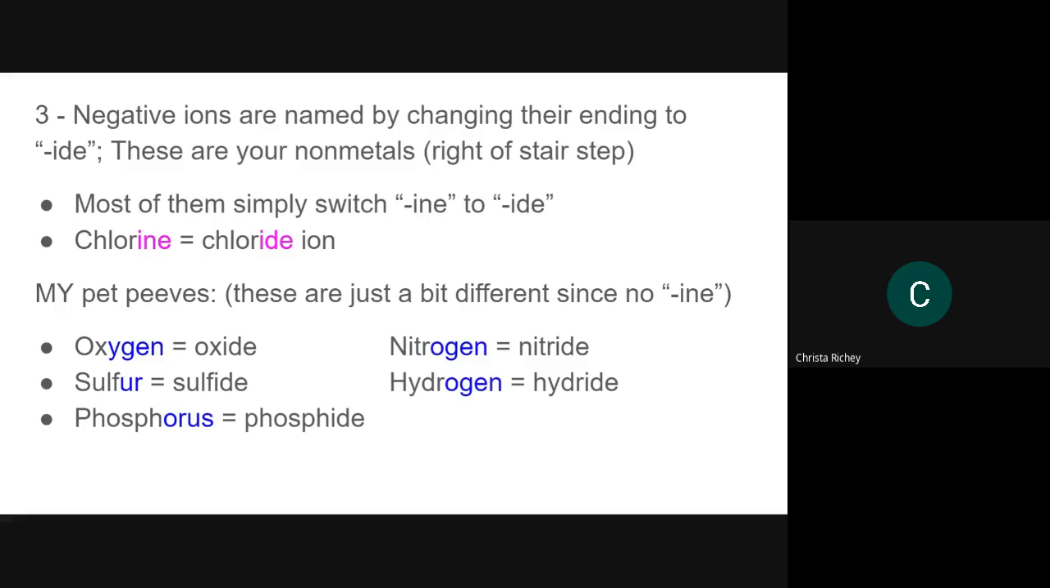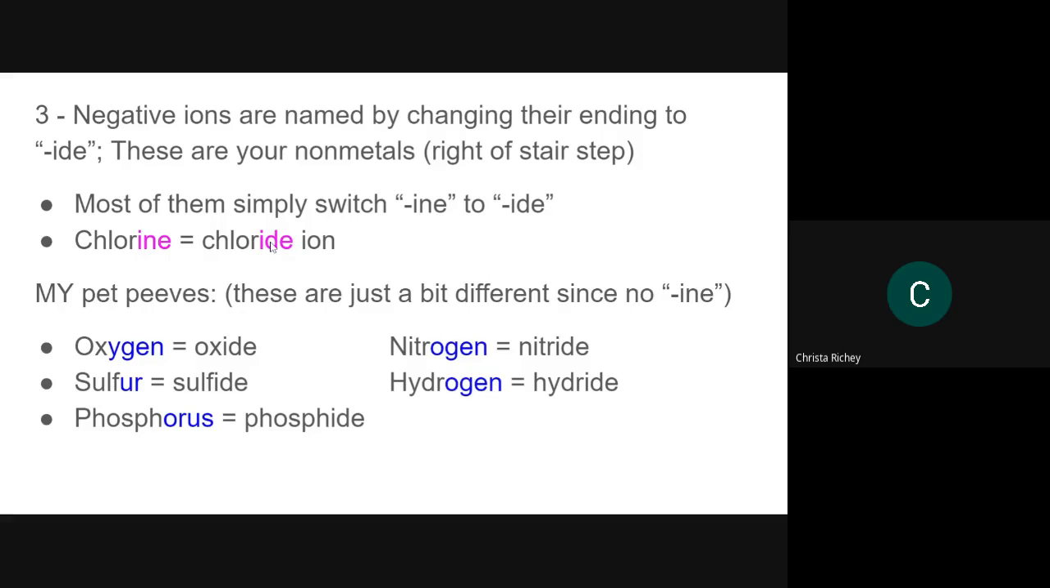Most of them, you keep the first syllable, and then you change all the rest of the word to -ide. Well, you do it in every single one. You keep the first syllable: oxygen, ox; nitrogen, nit; hydrogen, hyd; sulfur, sulf; and phosphorus, phos. It keeps the first syllable and changes everything else to -ide. But other than that, you literally change -ine to -ide. And then it's an ion.